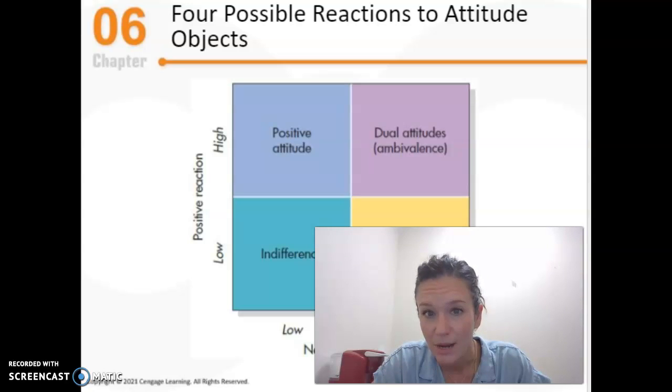There are 4 possible reactions to attitude objects: positive, negative, dual attitude, which means you're ambivalent. You probably hold a mix between positive and negative, and then indifference, you just don't care.